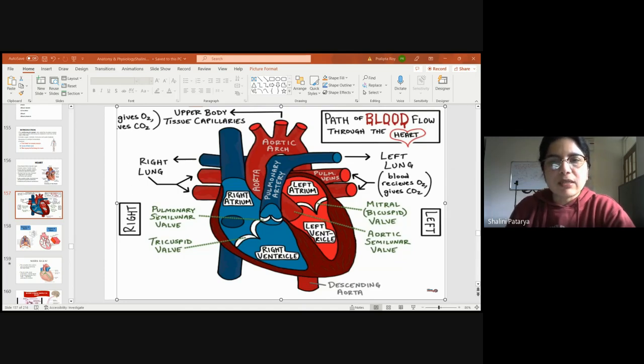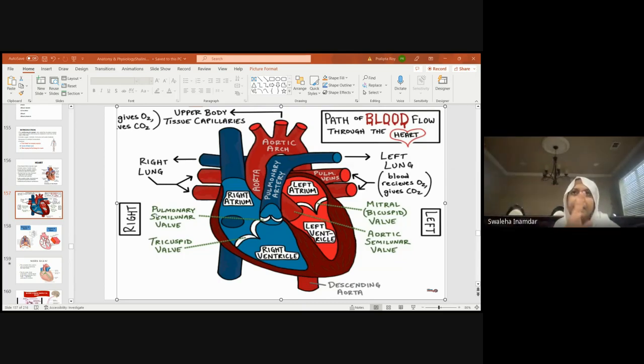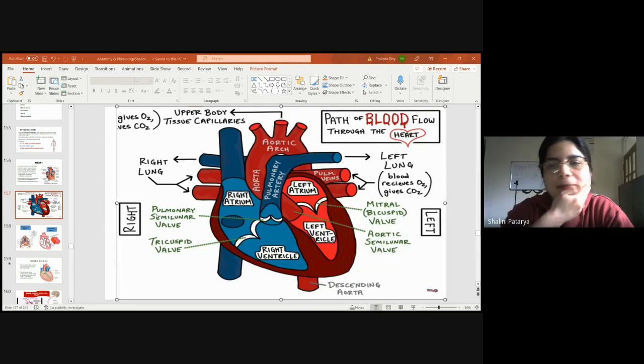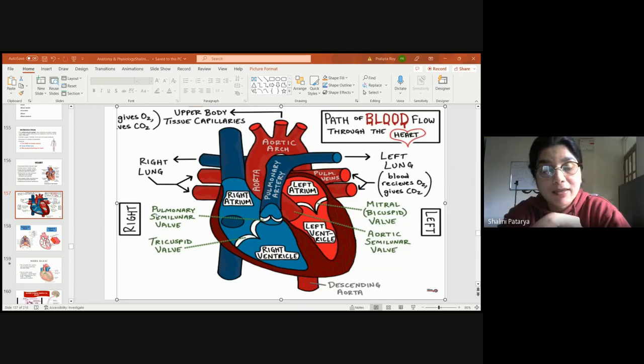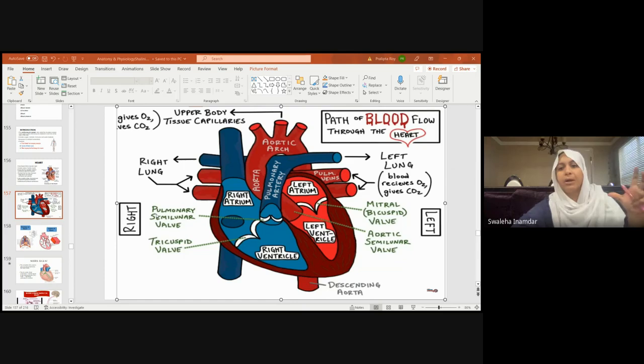Explain the right atrium first, the right part of the heart. The right atrium will always get deoxygenated blood from the whole body, from the upper part, the lower part, and it will come to the atrium. And from the atrium, the blood always comes out. It never goes from the atrium to any other part.